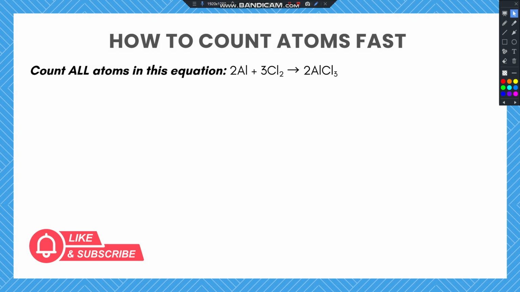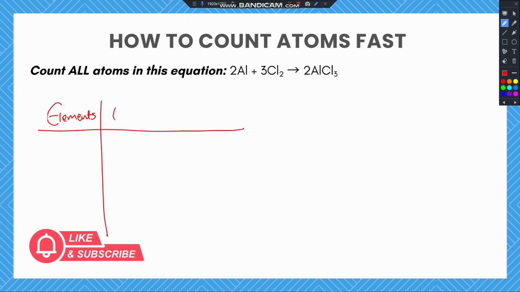Now we have this exercise on the screen that says count all the atoms in this equation. So how do we do that? Well, the first thing to do would be to write out our table. We have one column for the elements, another column for the left hand side, and the third one for the right hand side. Well, the elements we have are aluminium, and then we have chlorine.